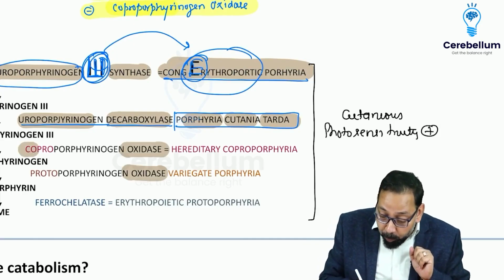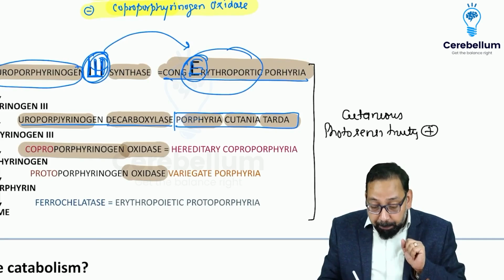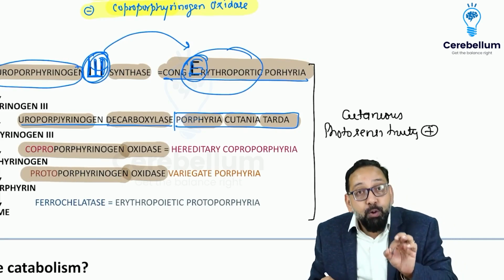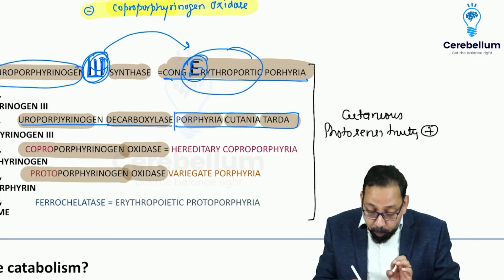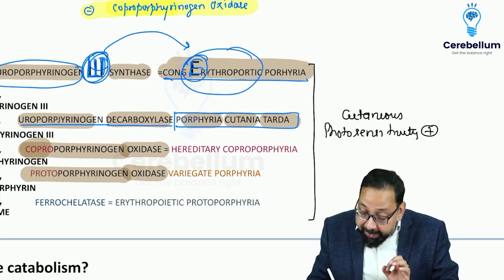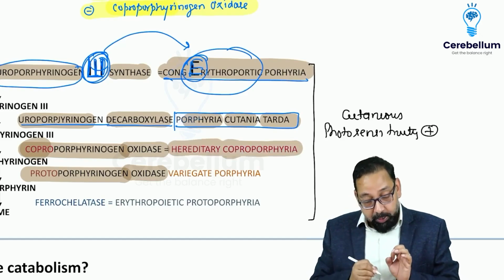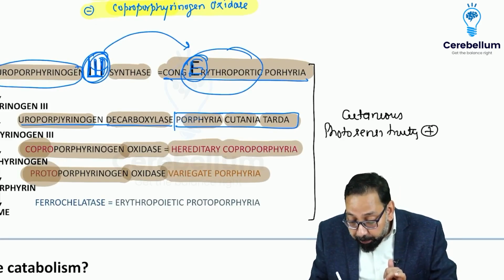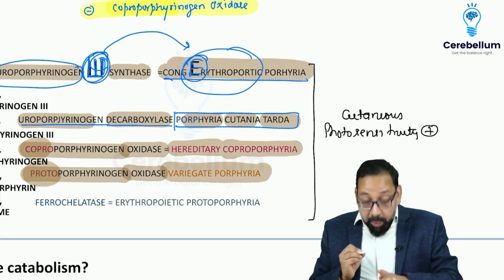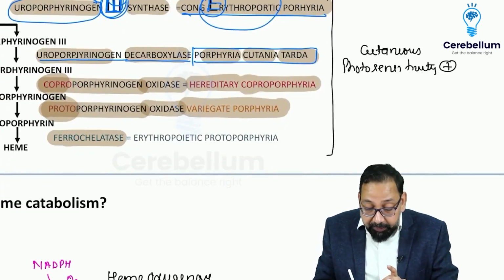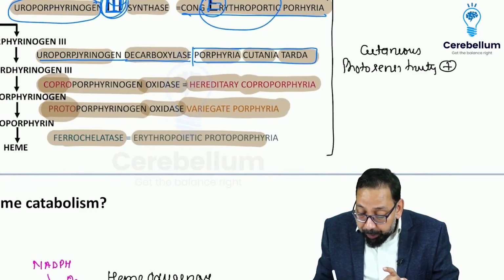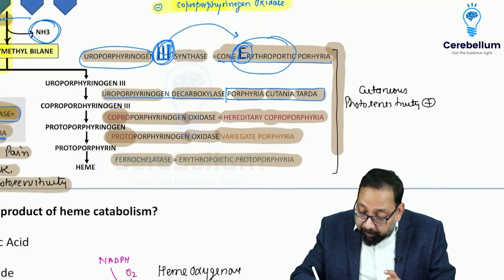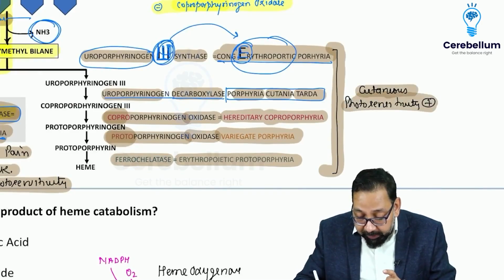Now you will remember that two oxidases are deficient: coproporphyrinogen oxidase and protoporphyrinogen oxidase. If coproporphyrinogen oxidase is deficient, the name itself tells you it is hereditary coproporphyria. If protoporphyrinogen oxidase is deficient, this is variegate porphyria. If ferrochelatase is deficient, that leads to erythropoietic protoporphyria. In all these porphyrias, there would be cutaneous photosensitivity.